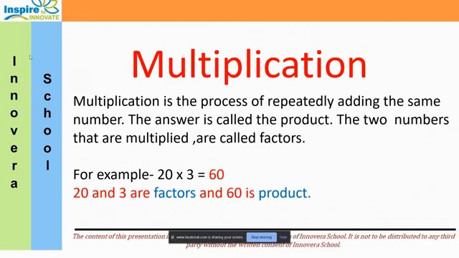Is it clear? Multiplication is repeatedly adding the numbers. 20 multiplied by 3 is a multiplication fact. How will you convert this multiplication fact into an addition fact? We will write 20 plus 20 plus 20, that is equal to 60. 20 plus 20 is 40, and 40 plus 20 is 60. So 20 and 3 are the factors and 60 is your product.